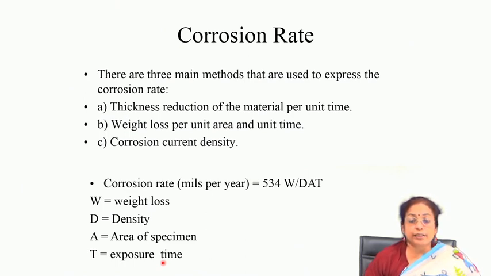Now, corrosion rate can be measured in 3 different ways: thickness reduction of the material per unit time, weight loss per unit area per unit time, or corrosion current density. Thickness reduction per unit time and weight loss per unit area are very important standard approaches, and usually people do standard coupon testing to measure corrosion behavior in a simulated environment. But you can also accelerate the rate determination by electrochemical testing, where corrosion current density is taken as a measure of the corrosion rate, and it can be easily calculated by applying Faraday's law. Corrosion rate is usually presented in mils per year, which is 534 W divided by density times area of the specimen times exposure time, where W is the weight loss.